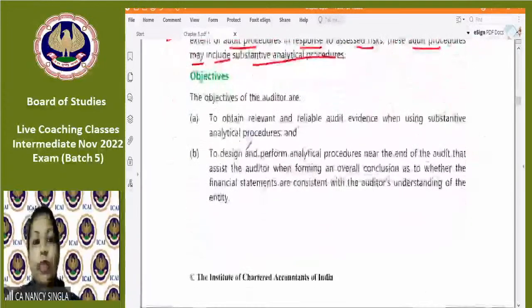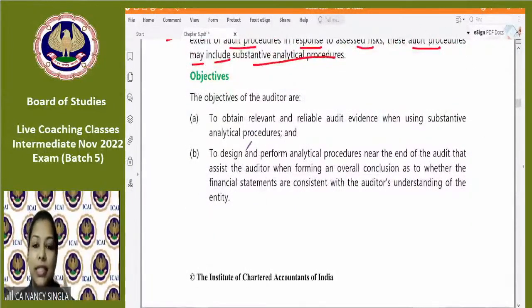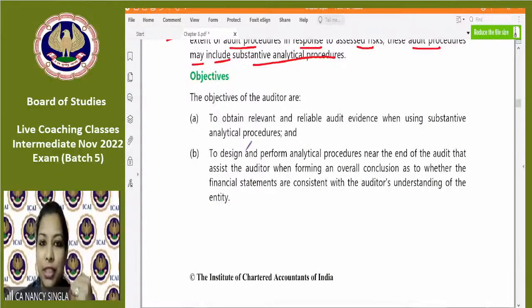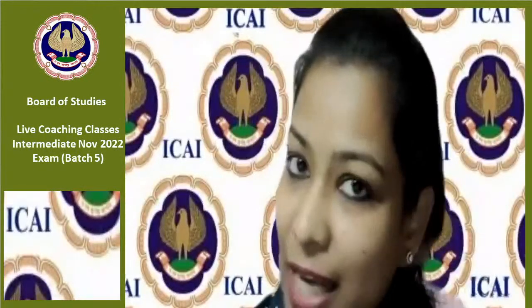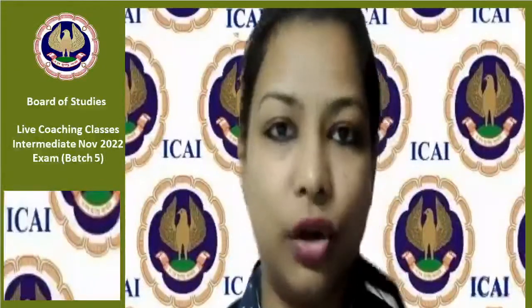ठीक है. So what are the objectives? अब देखो, risk assessment procedure is covered in SA 315, तो वो तो यहाँ आएगा नहीं. तो here 2 points will come: as substantive analytical procedures and as what, your at the end of the audit.